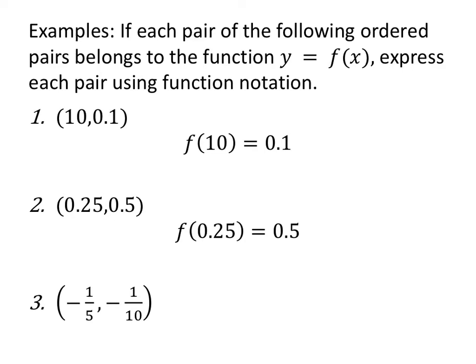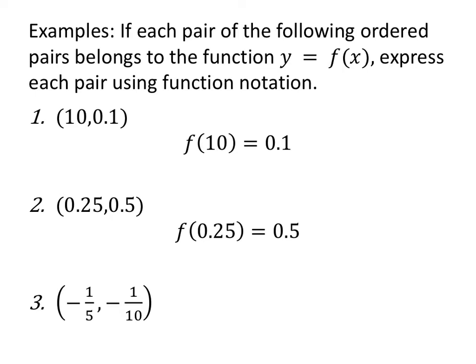So let's start small. If each pair of the following ordered pairs belongs to the function y equals f of x, we can express each pair using function notation. So I have a point (x, y), (10, 0.1), or 1/10. To write it in function notation, I would say f of 10 equals y, and the y value is 0.1. That's it. f of 0.25 equals a half. Don't overthink it. Don't make it harder than it needs to be.